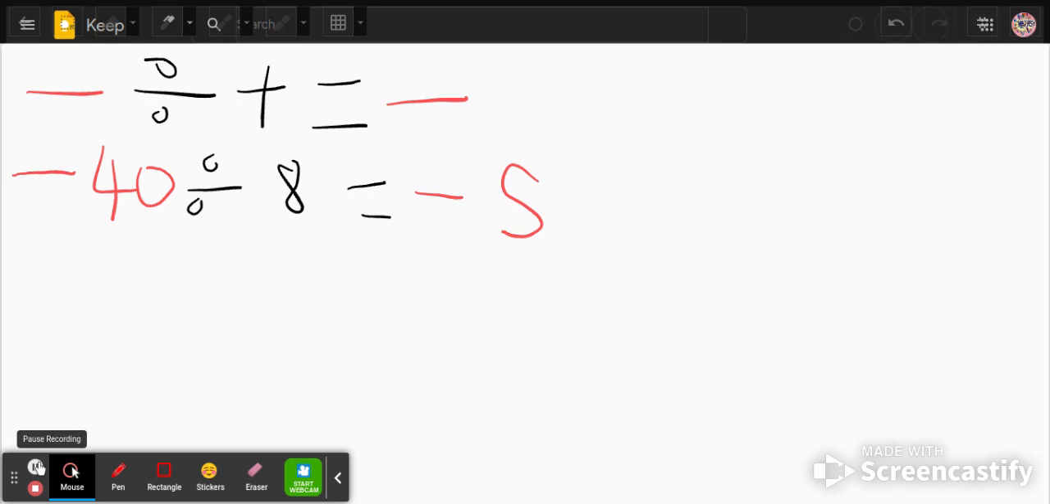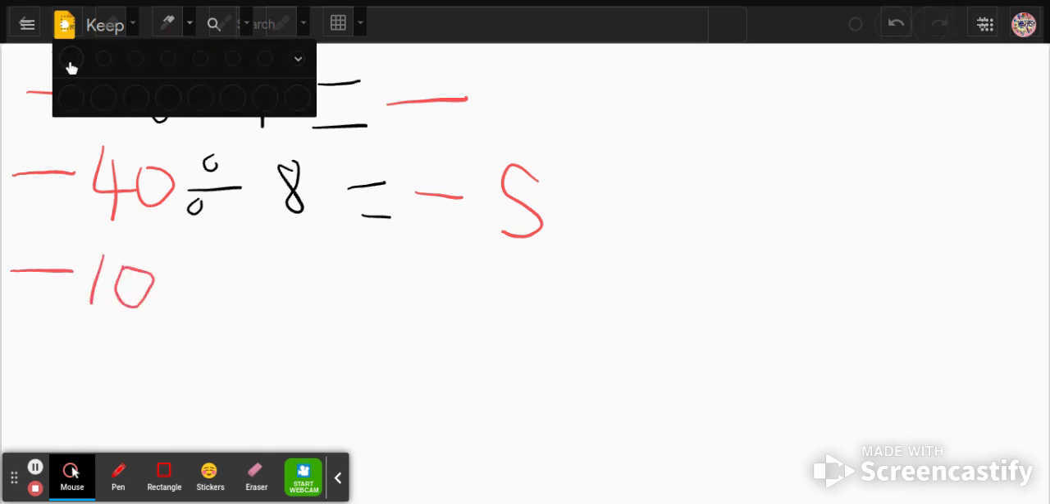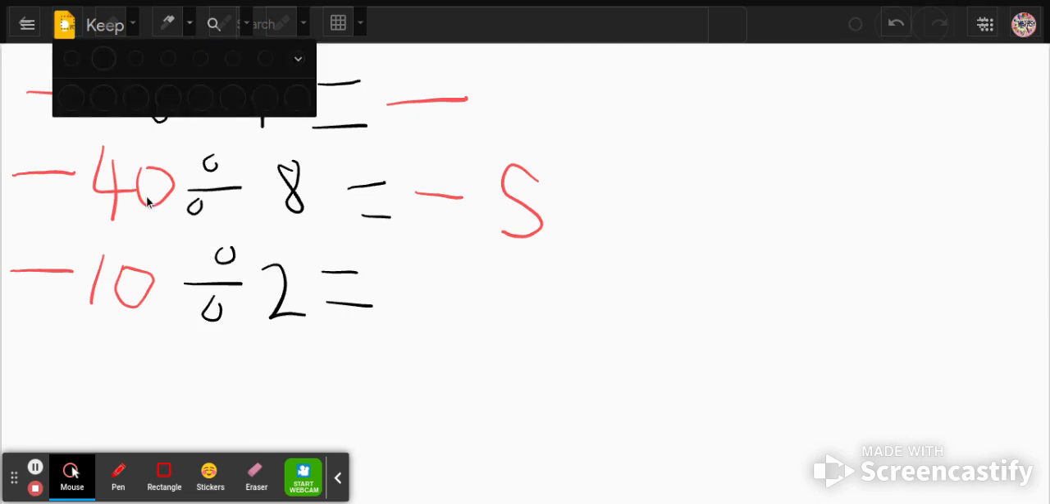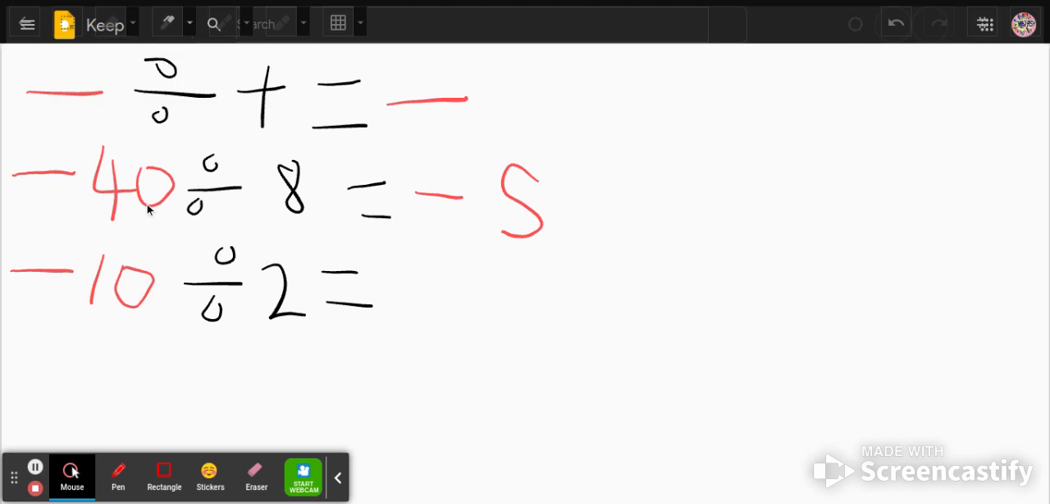So let's go to another one. Let's say we had negative 10 being divided by positive 2. When a negative number is being divided by a positive number, the answer will be negative. Hence, negative 10 being divided by positive 2, the answer would be negative 5.